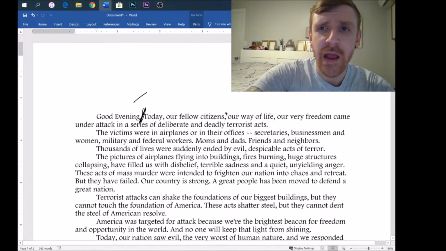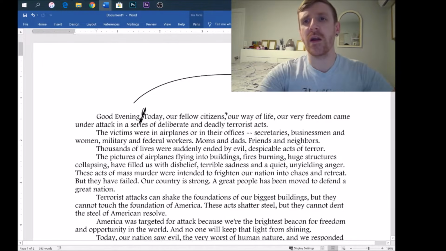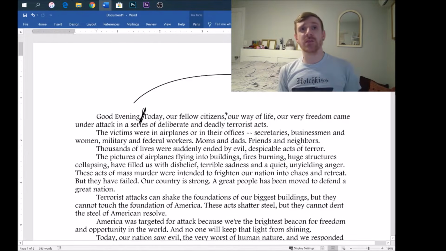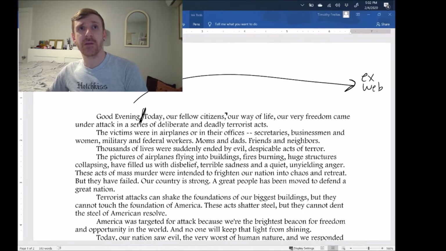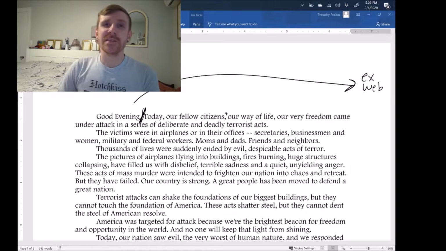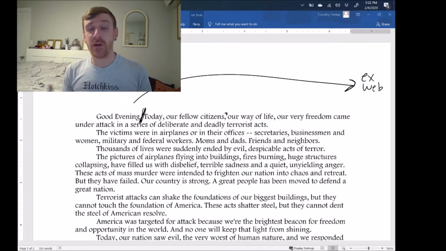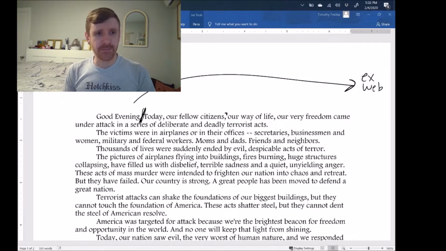Now, for annotation purposes, I would have my kids draw a little mark right after "good evening," and then an arrow to this side, and write EX, which stands for exordium. If they didn't want to mix it up with exemplification, they could write web, and that's fine too. That's how George W. Bush is engaging the audience with that respectful "hey, good evening." Ironically enough, it was a pretty terrible evening if you remember that, which I think most of us will.